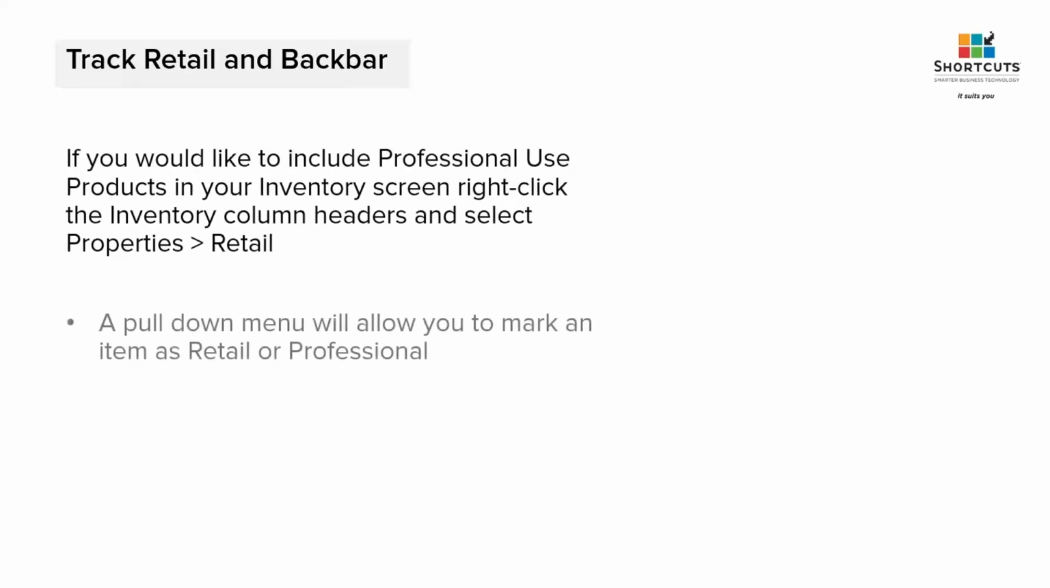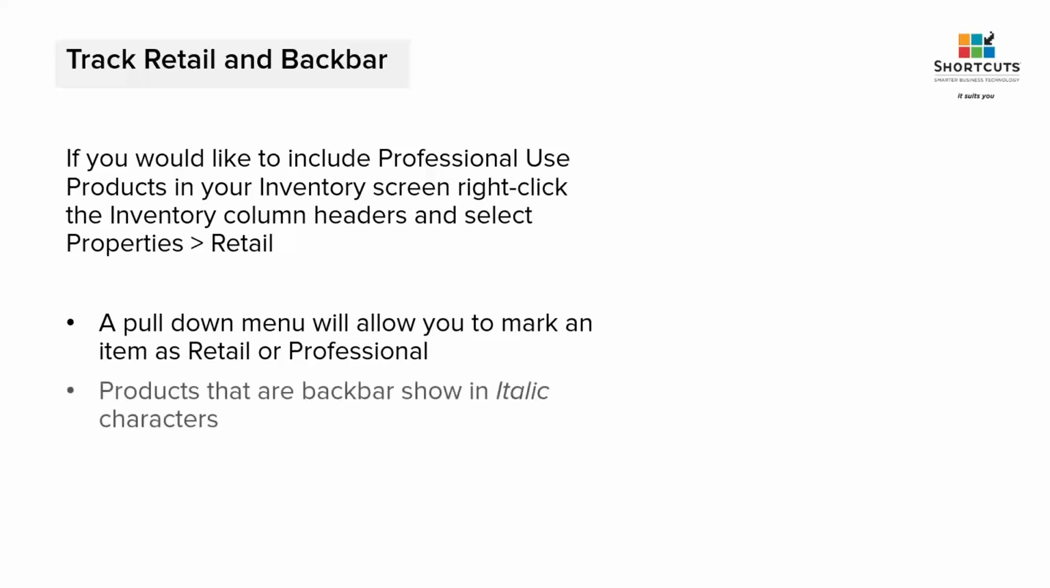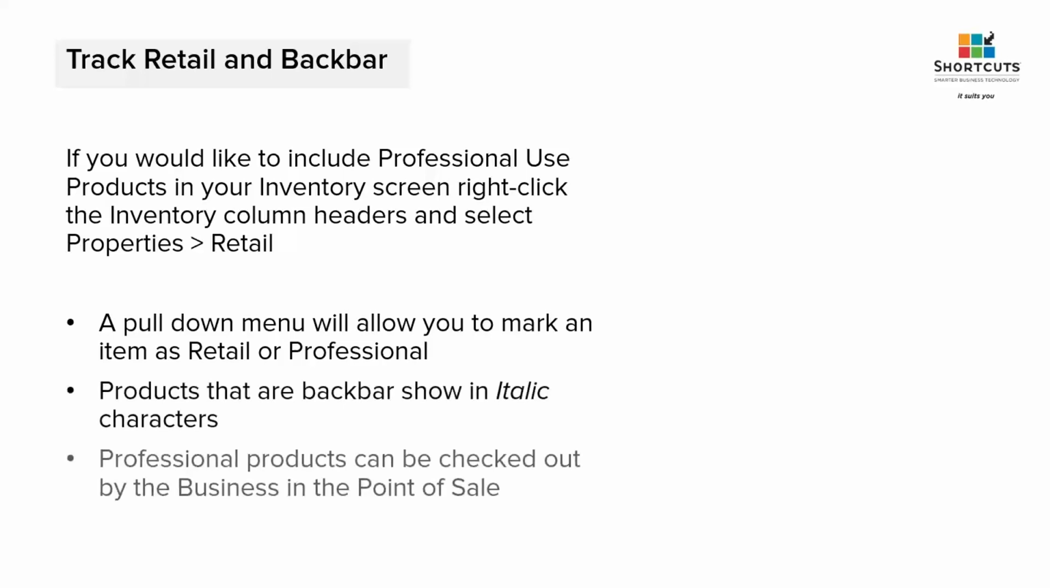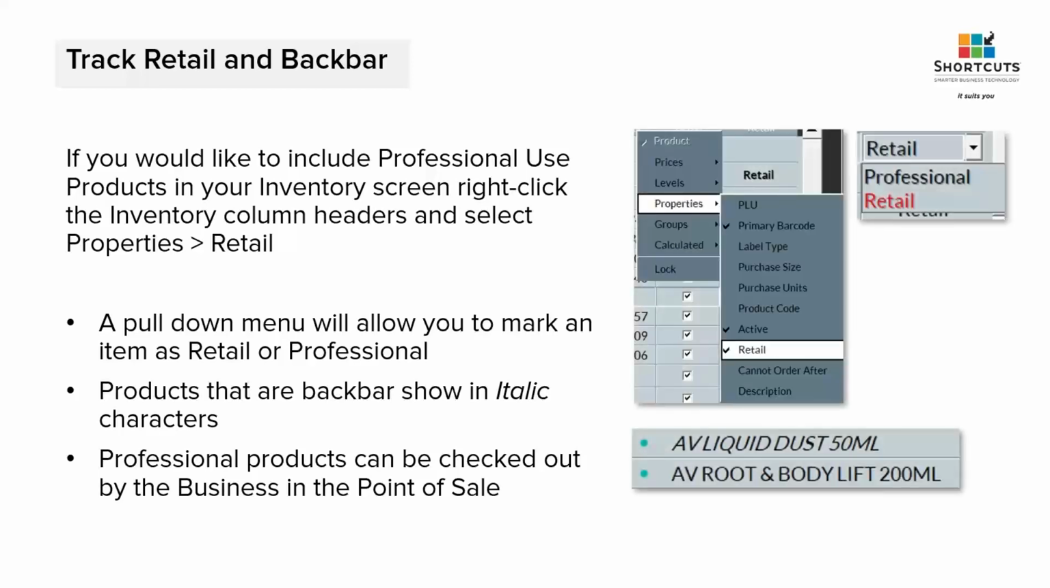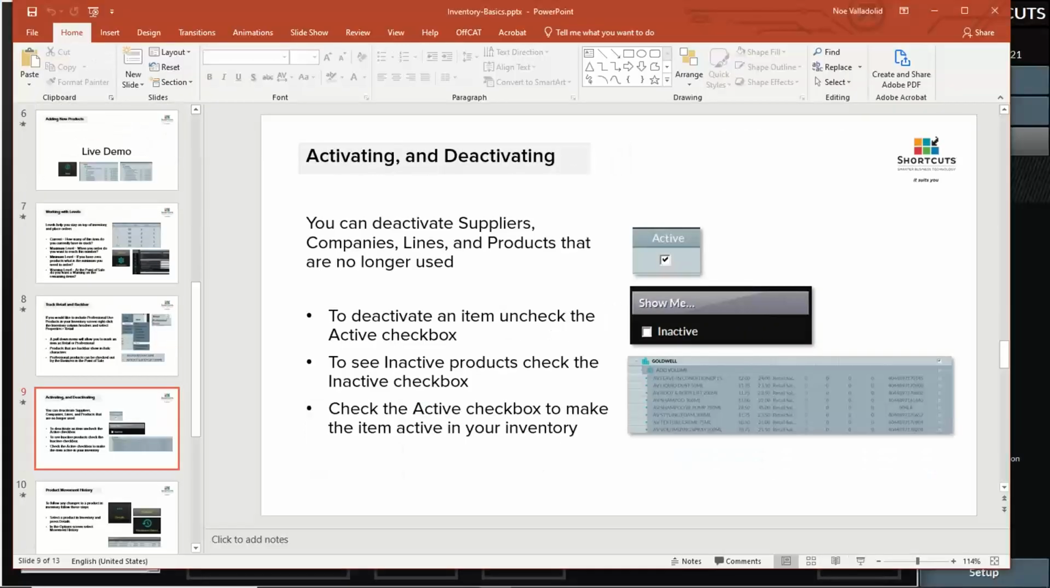So with the level system, you want to make sure you can track not just your retail, but your back bar. So how do you enable professional use items? If you've never used that in shortcuts, we're going to cover it. So you actually have to right click and enable a column, enable a menu. And I'm actually going to show you in just a moment. So we're going to do that before we talk about activating and deactivating.